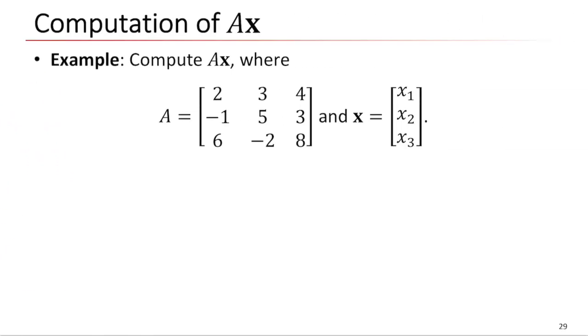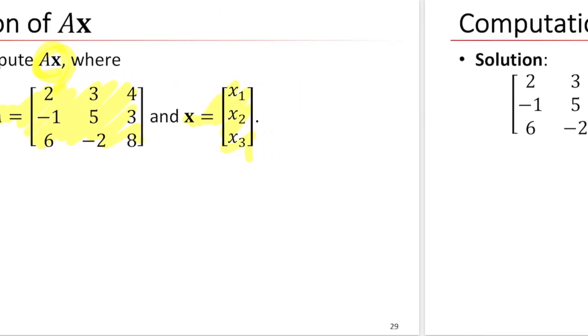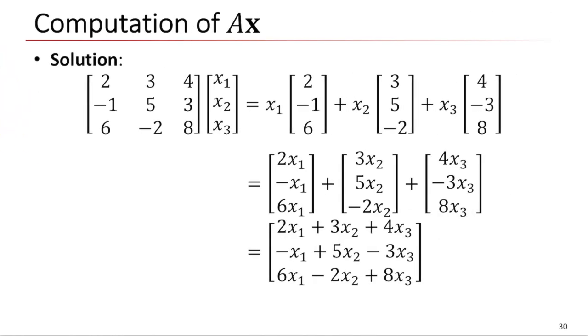Let's move on to computing Ax. Let's say matrix A is a 3 by 3 matrix like this, and vector x looks like this. Then how can we compute A times x? We already learned how to represent this, but here we will talk about a more systematic way to compute A times x.